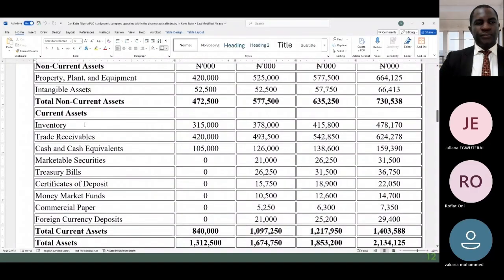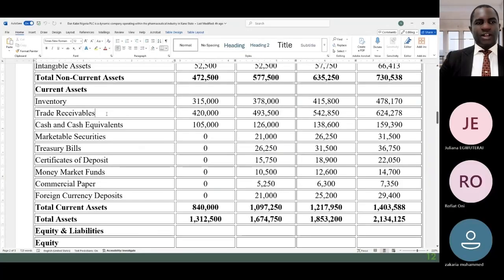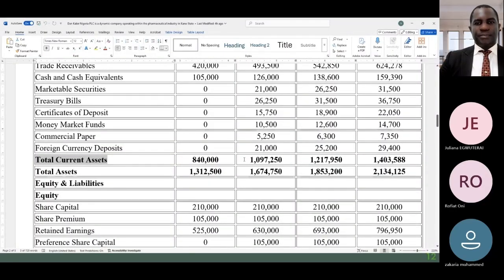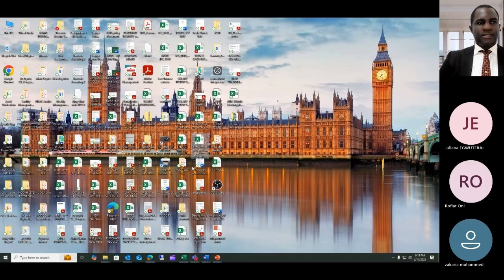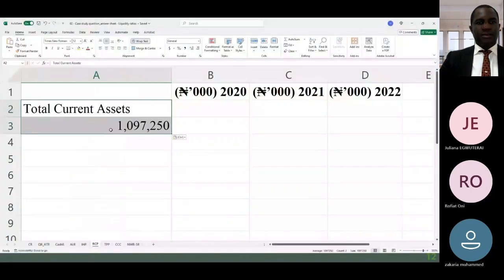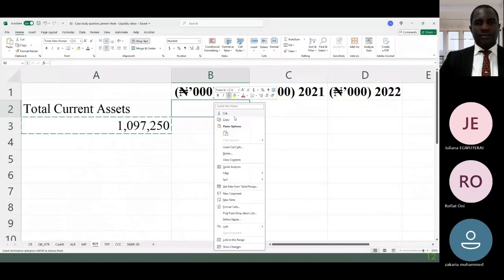So we have inventory, trade receivables, cash and cash equivalents, marketable securities, treasury bills, certificates of deposit, money market funds, commercial papers, and foreign currency deposits as our current assets. So what's the total of the current assets? As at the end of the year, we're picking 1,097,250. Let me take that to my Excel, as I usually do, and we take it for the first year.